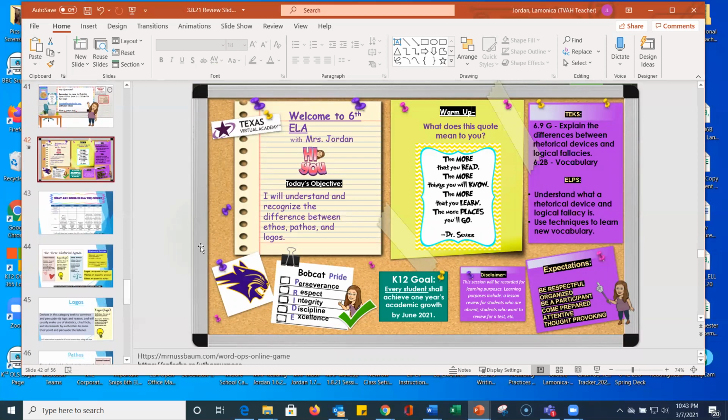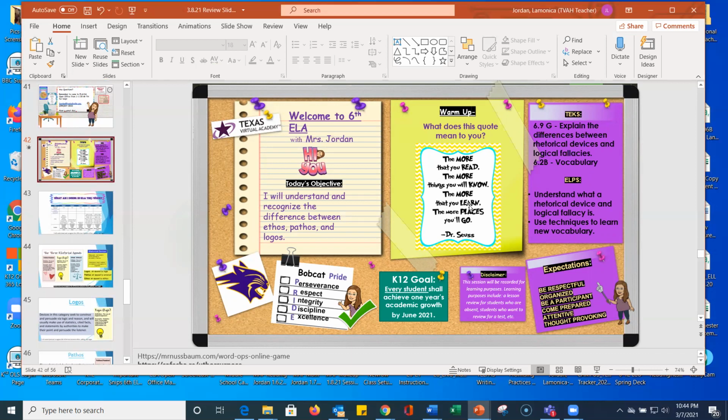All right. Today, I will understand and recognize the difference between ethos, pathos, and logos. Sorry, logos, not Legos. That's something else. Today's TEAG is 6.9G: explain the difference between rhetorical devices and logical fallacies. 6.2B, vocabulary. And our ELPs are understand what a rhetorical device and logical fallacy is and use techniques to learn the new vocabulary.